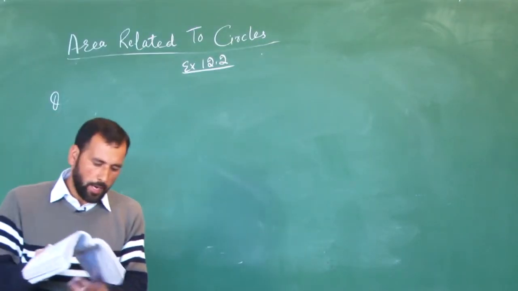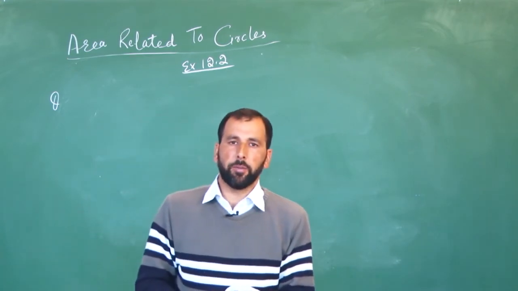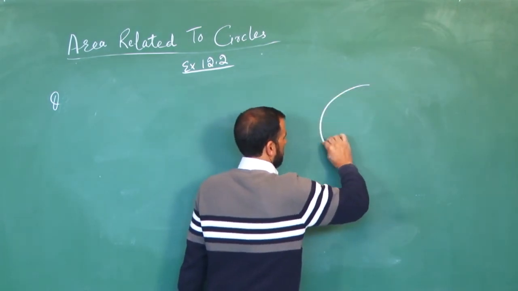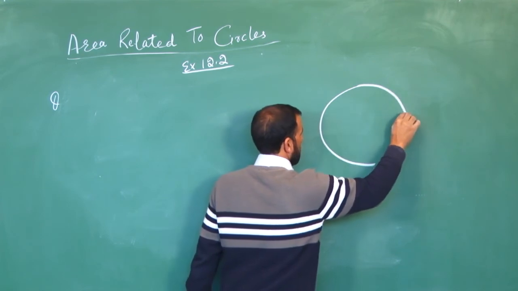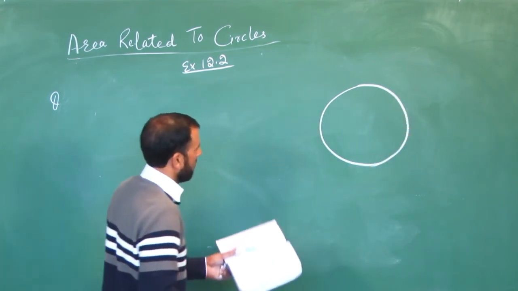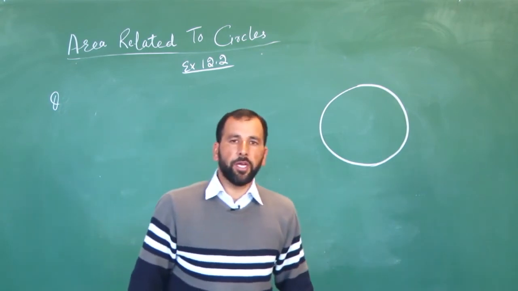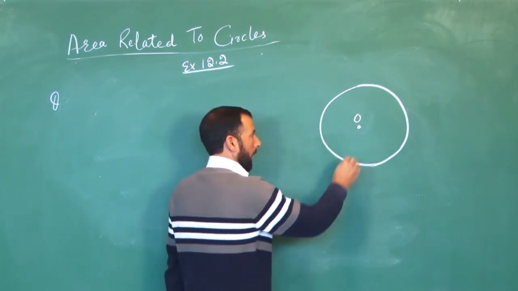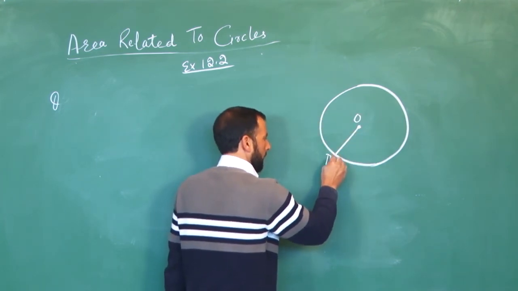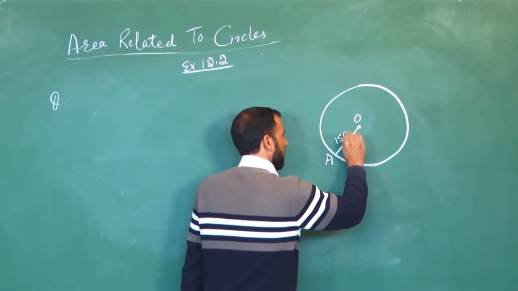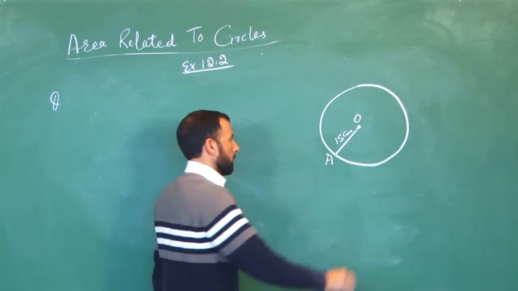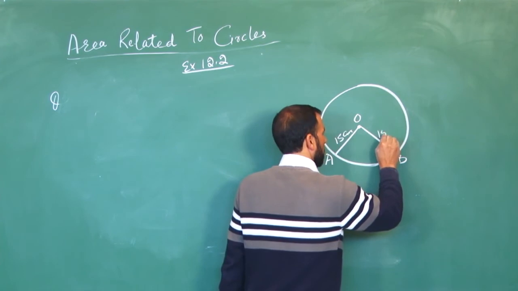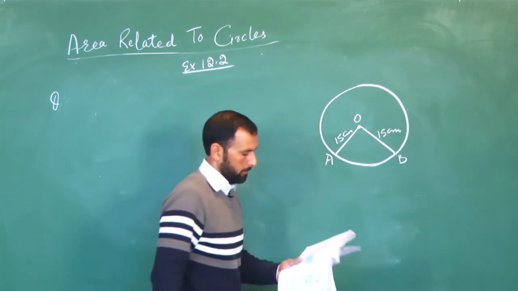So question number 6, a chord of a circle of radius 15 centimeter. First of all, we draw a circle here. This one is a circle of radius 15 centimeter. The center of the circle we call O, and this one is OA, that is the radius. It is given as 15 centimeter. And this one is another radius here, OB. This is also 15 centimeter.